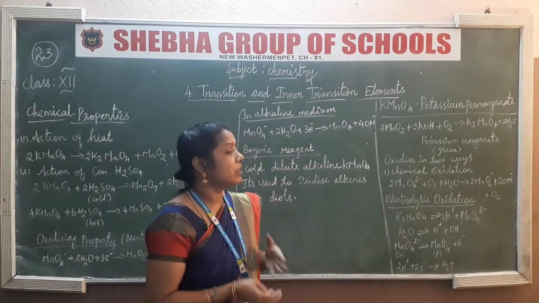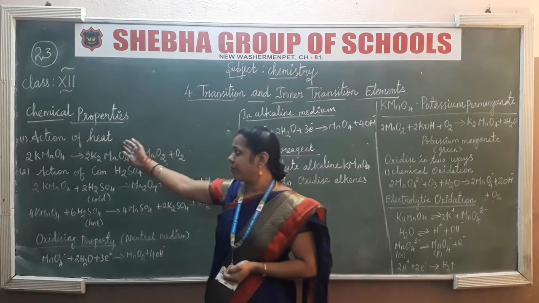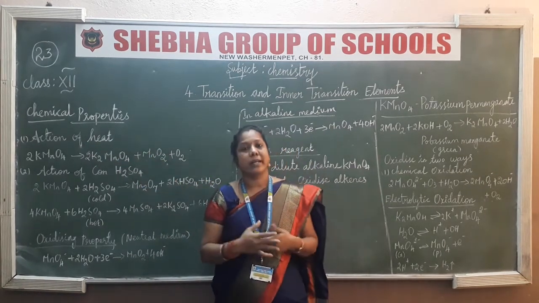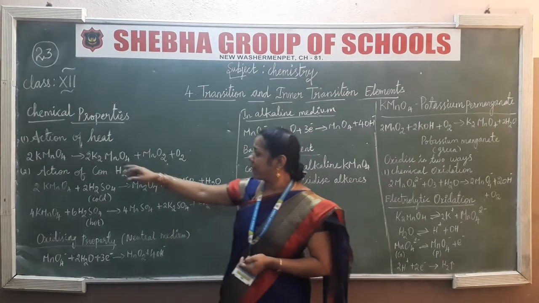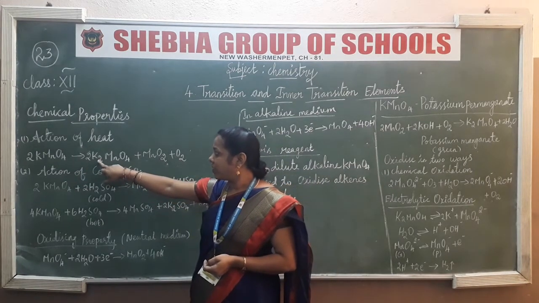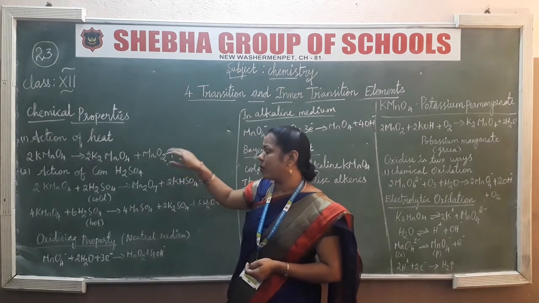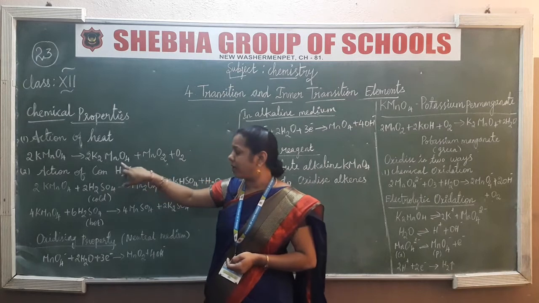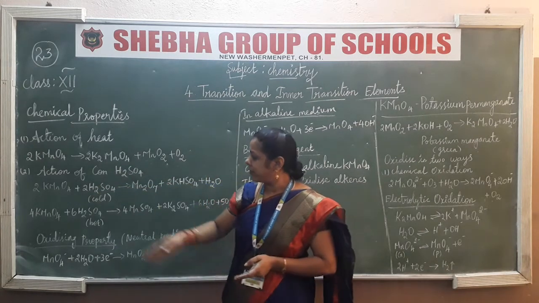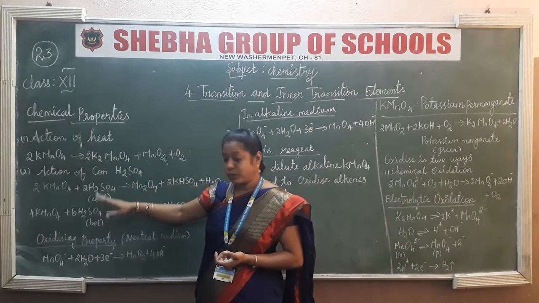Now move on to the chemical properties. In these chemical properties, first of all we go for the action of heat and the action of concentrated sulfuric acid. On the action of heat, potassium permanganate gives potassium manganate, manganese dioxide and oxygen. And moving on to sulfuric acid, it is split into 2 types, that is cold sulfuric acid and hot sulfuric acid. So there are 2 types.